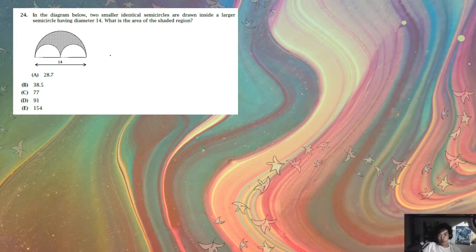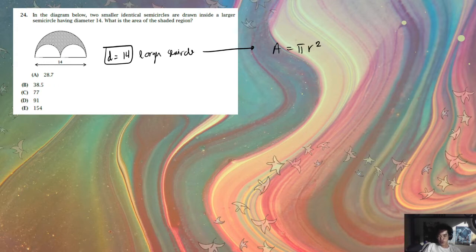Now, all we are given for this figure is that the diameter is equal to 14. If the diameter of the larger semicircle is equal to 14, what is its area? How do we solve for the area of a circle? As mentioned before, the area of a circle is equal to pi r squared. Since it's a semicircle, from the word semi, it's only half of a circle. So we have to divide this formula by 2.